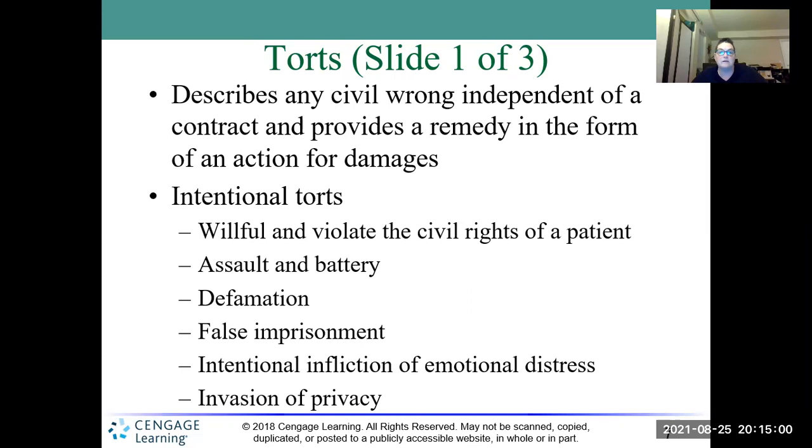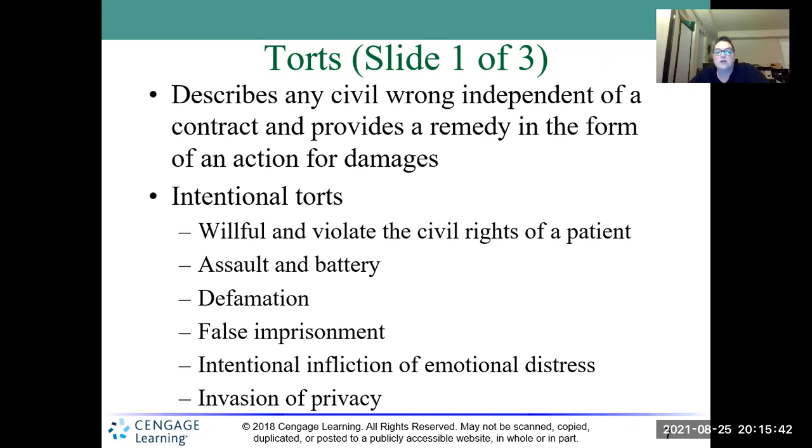And so we're just going to look at intentional and non-intentional of those. Intentional ones would be like assault and battery. And like it says here, willful and violate the civil rights of a patient. Assault and battery is one. Defamation, an example of defamation to a patient would be talking in a derogatory, negative way to the patient or to someone else about the patient. That would be harmful. That damages either their reputation or their good name.